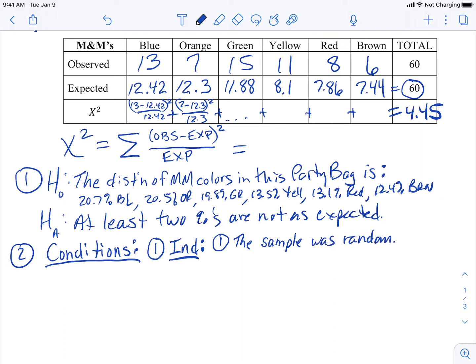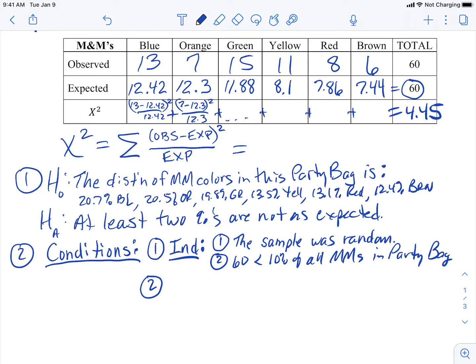And then the other thing that helps guarantee independence is that 60 is less than 10% of all M&Ms in the party bag. Those 2 conditions are what help guarantee independence from one M&M to the next M&M to the next M&M. So if you think about conditions as 2 broad categories, that may help us nail the conditions we need.